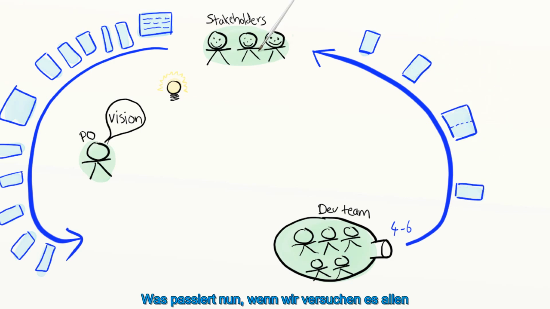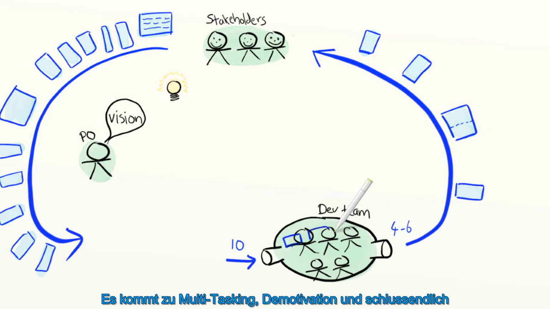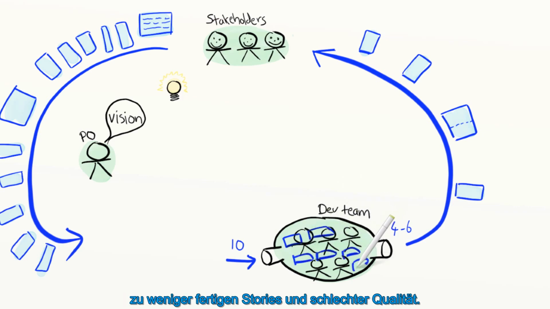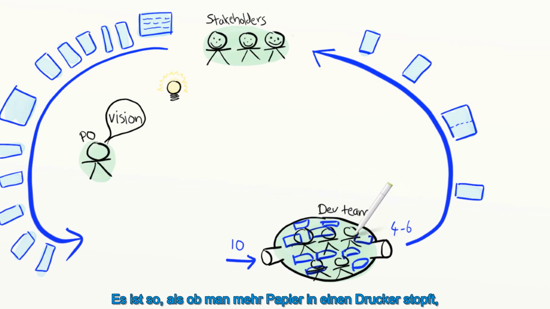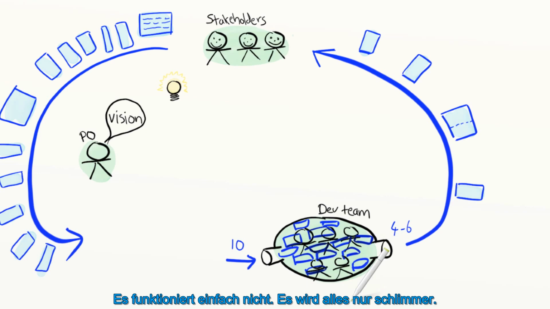So what happens if we try to please them, try to do everything they ask for? We'll get overflow. Suppose the team starts working on 10 new stories per week. If the input is 10 and the output is 4 to 6, the team will get overloaded. That will cause multitasking, demotivation, and all kinds of bad stuff, and ultimately it'll lower output and lower quality. It's a lose-lose proposition. It's kind of like trying to shove more paper into a printer to make it print faster, or shoving more cars onto an already crammed highway system. It just doesn't work. It just makes things worse.